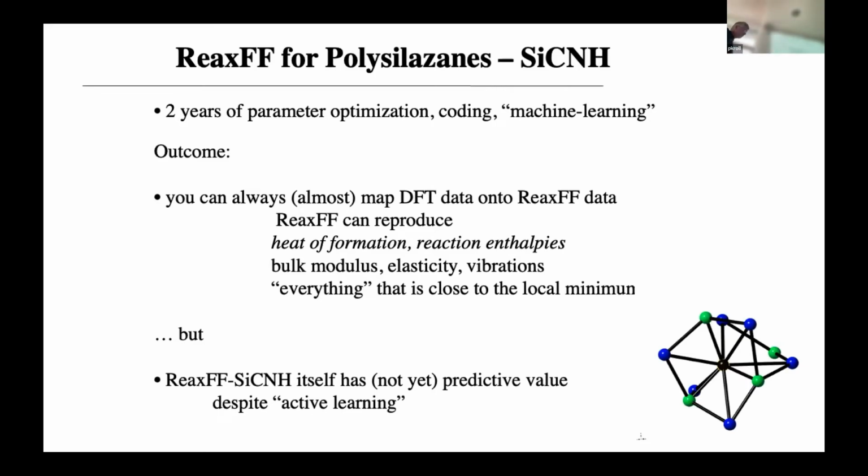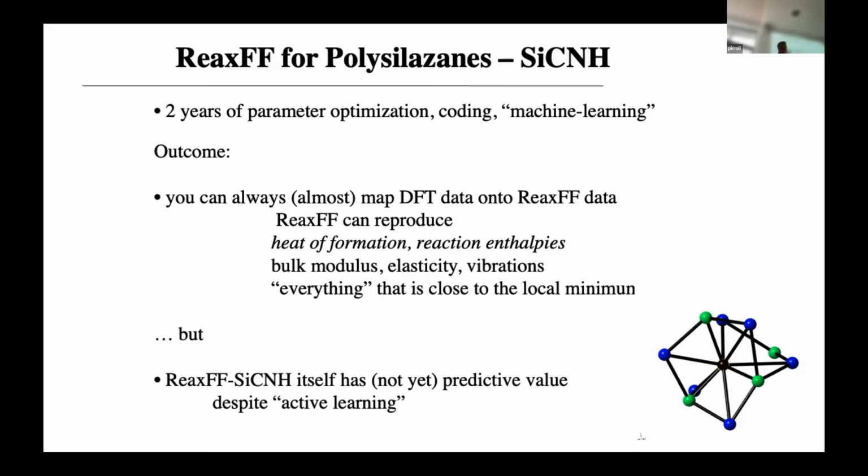We may have been successful with getting one for SiCOH some 6 years ago, but doing the very same thing on SiCN did not work, although meanwhile we can do it better and so forth. No outcome. You can, in this stuff, always map DFT data onto ReaxFF data, which means you come from one frame to the next one.